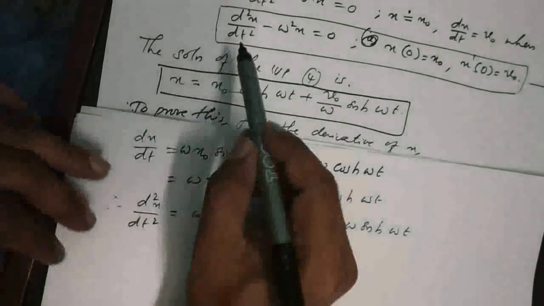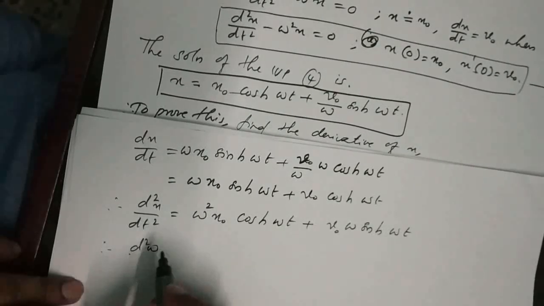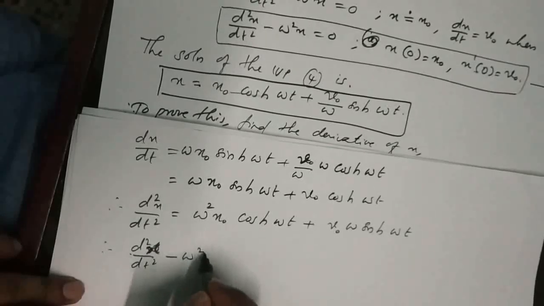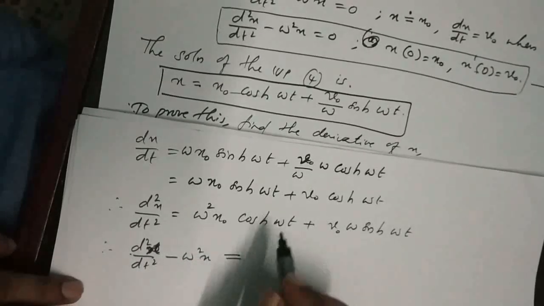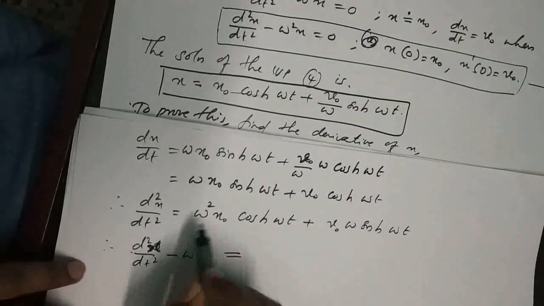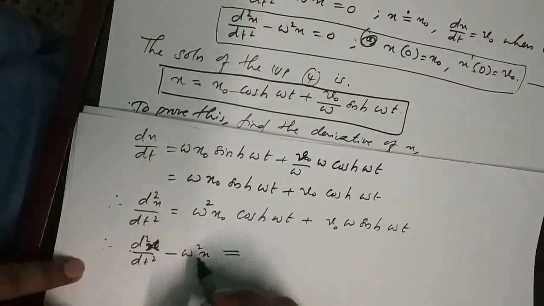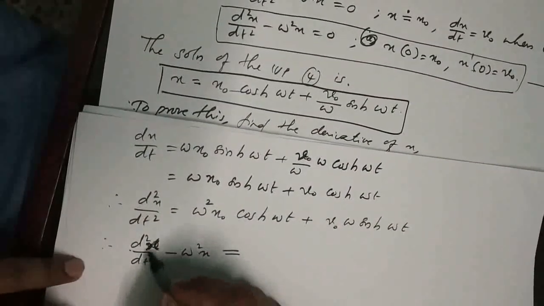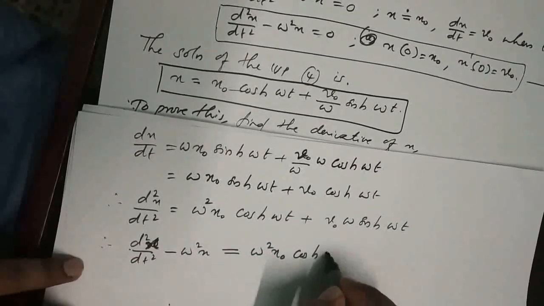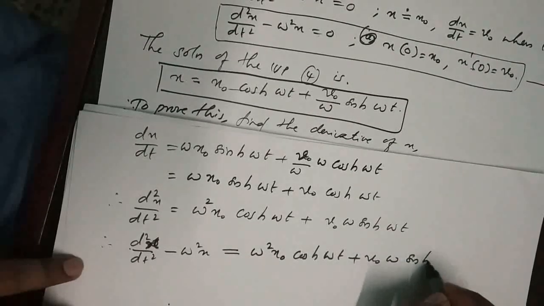Now we can replace here. Therefore, d square x divided by dt square minus omega square into x is equal to, we need to prove that this is equal to 0. Okay, so d square x by dt square is this and x is this. So we are replacing this. d square x by dt square will be omega square x naught cosh of omega t plus v naught omega sinh of omega t.